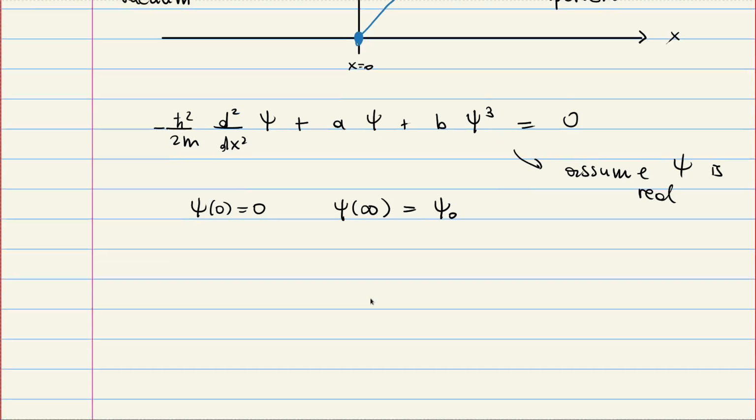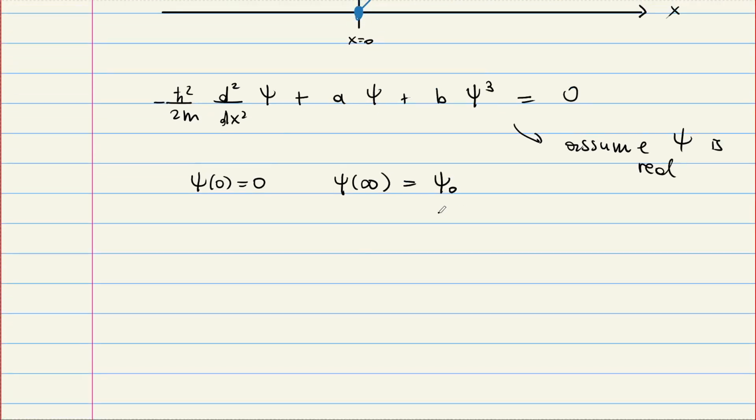And the bulk superconductor we did last week. This psi naught was found to be the square root of minus a over b. So this is the bulk order parameter. Hopefully you know this terminology, bulk. If it bothers you, we can talk about it.